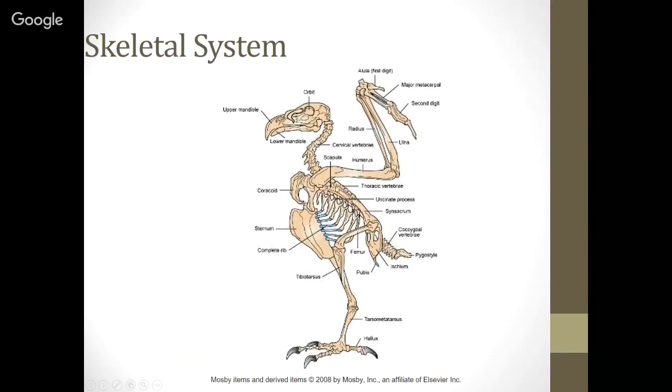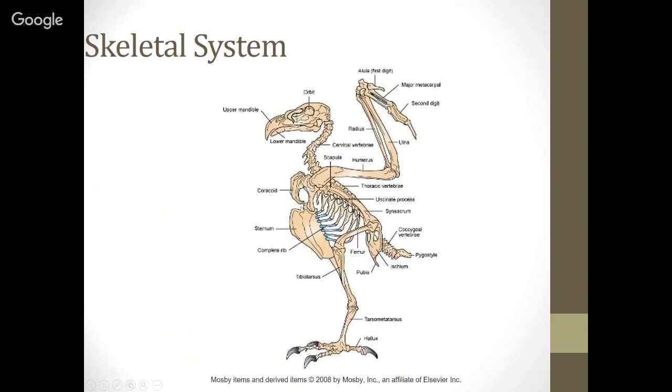The scapula runs along the vertebrae. We have a long humerus, our ulna and radius. The radius is smaller than the ulna in the bird. We have our carpal area here, which is the wrist area. And off this carpal area, we have this lovely little bone that's like the thumb. It's called the alula. It's the first digit. And then we have a second digit. After our major metacarpals, we have our second digit and our third digit down here.